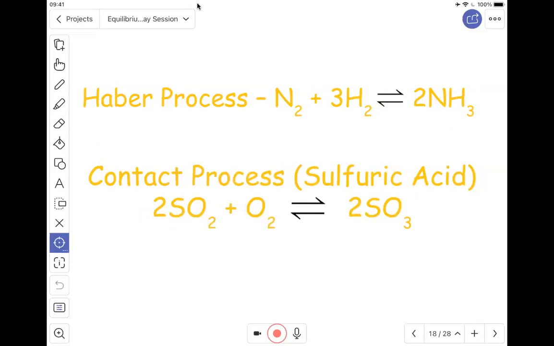Similarly, the contact process is mainly linked with the production of sulfuric acid. We have sulfur dioxide reacting with oxygen to produce sulfur trioxide, and sulfur trioxide is one of the key components in the production of sulfuric acid. But once the sulfur trioxide is produced, there is a possibility that it can break back down to reproduce your reactants. These are examples of 2 reversible reactions.